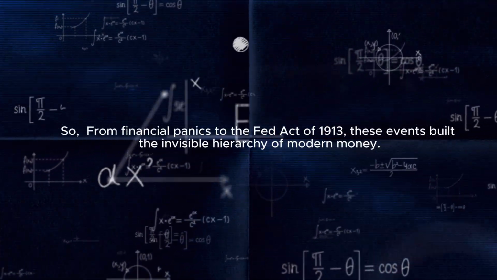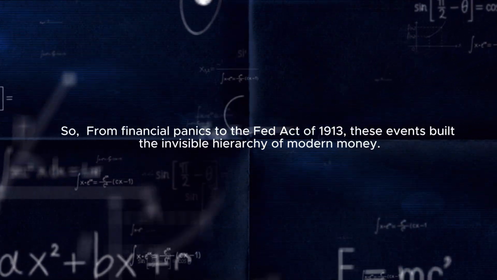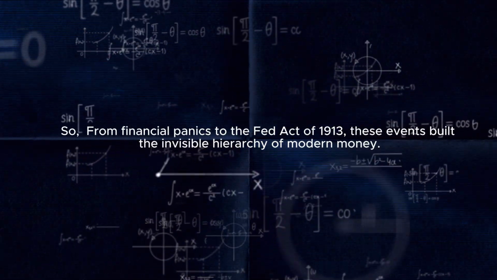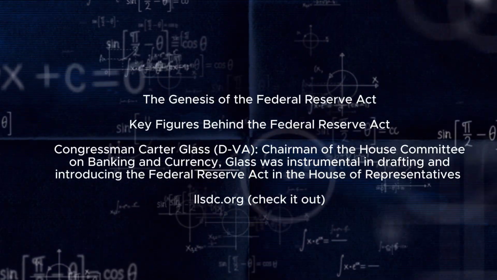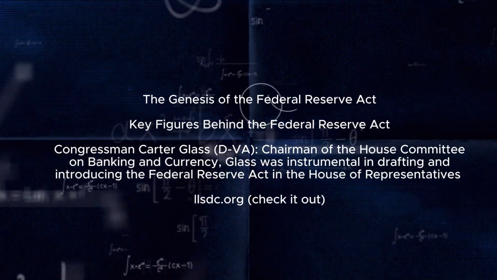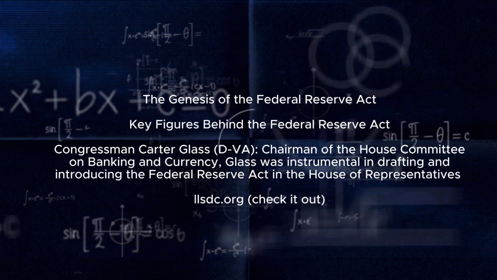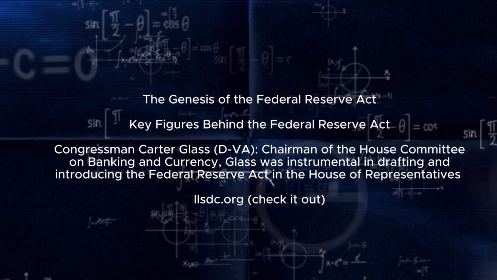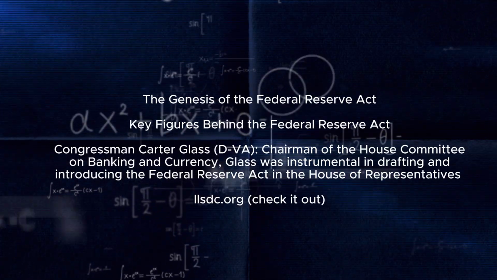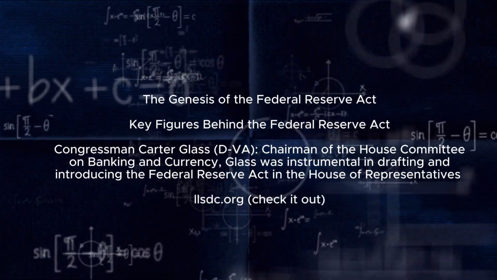So from financial panics to the Fed Act of 1913, these events built the invisible hierarchy of modern money. The genesis of the Federal Reserve Act. Key figures behind the Federal Reserve Act. Congressman Carter Glass, D-VA, chairman of the House Committee on Banking and Currency. Glass was instrumental in drafting and introducing the Federal Reserve Act in the House of Representatives.